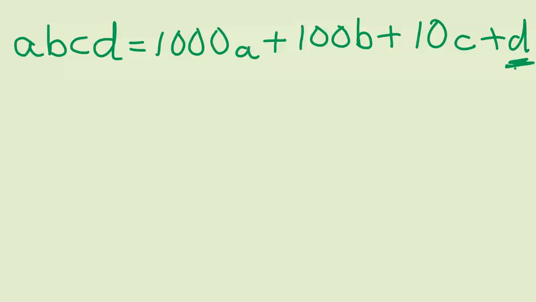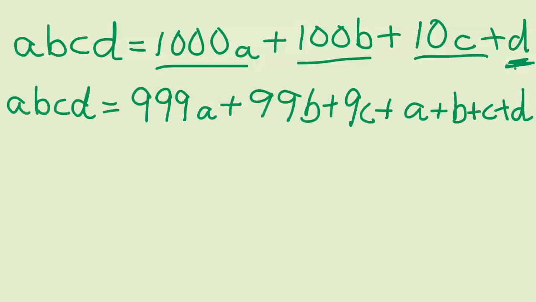So again, what we're going to do is pull out 1A, 1B, and 1C so that we can combine that leftover A, B, and C that we pulled out with the D that's already here to get the sum of the digits. So let's do that right now. Okay, if you take a look at what I've done here, I pulled out an A, a B, and a C from the 1000A, 100B, and 10C, leaving 999A, 99B, and 9C.